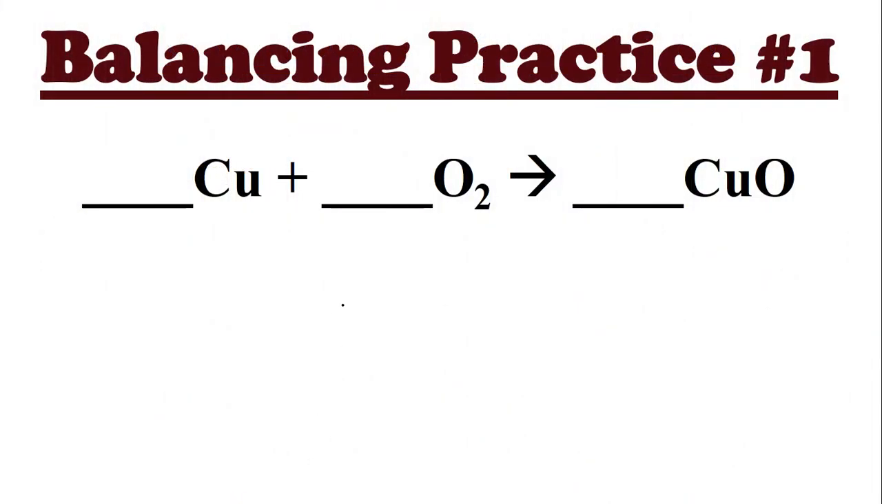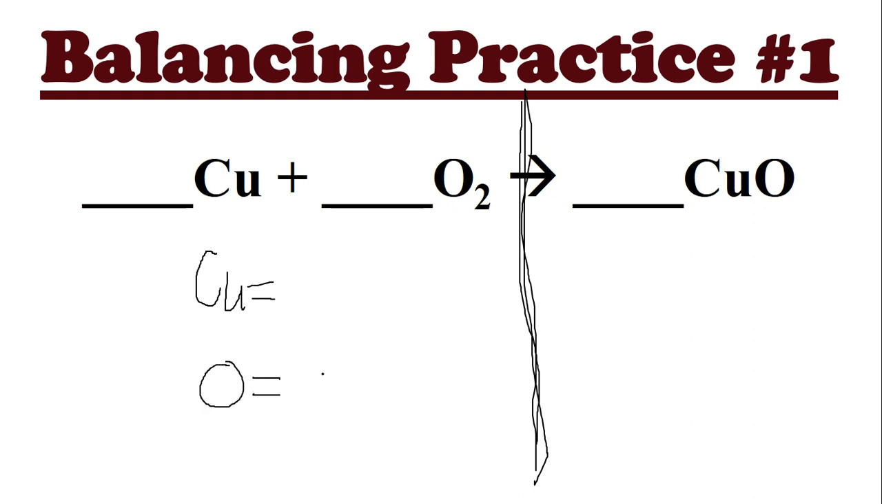So let's do our first practice. So the first thing I do is I divide the equation in half so I can know where my two sides are. And the half is at the arrow. Then I identify the elements on both sides. On the left side, I see a Cu, and I do a Cu equals, and then I do an O equals. On the other side, it should be the same symbol, same elements. So I do Cu equals and O equals. Always write them in the same order on both sides of the arrow, so it's easier to just look across and see if they're equal.